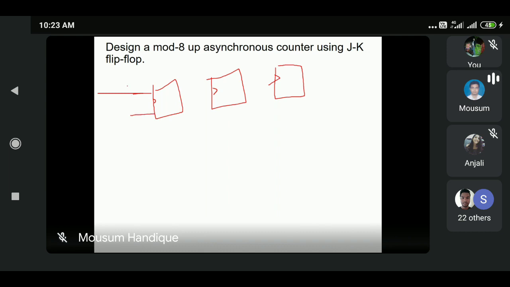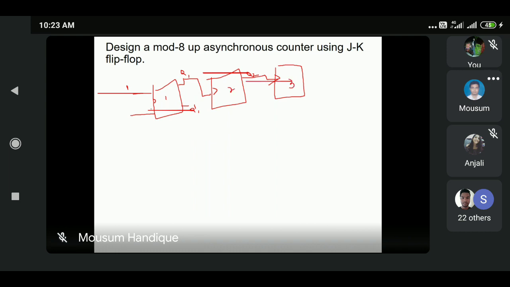Suppose initially it is 1. If it is flip-flop 1, this one is the Q1 and this one is Q1 bar. This particular Q1 is a connected pin, and this particular Q2 is connecting to the next flip-flop. This one is the second flip-flop and this one is the third flip-flop.